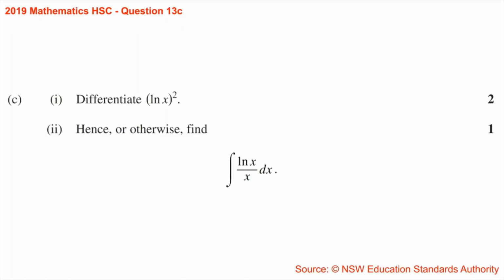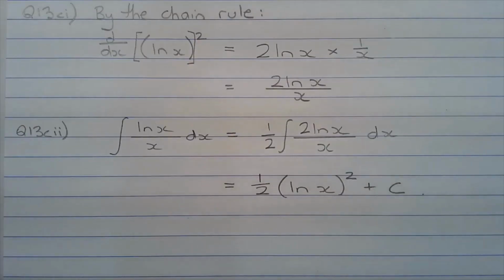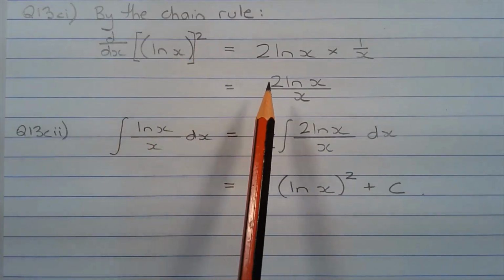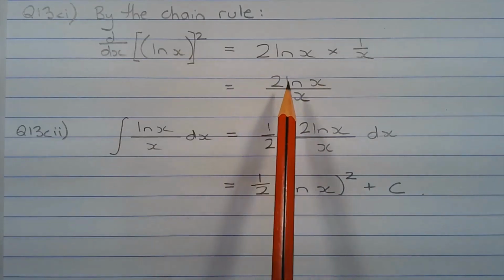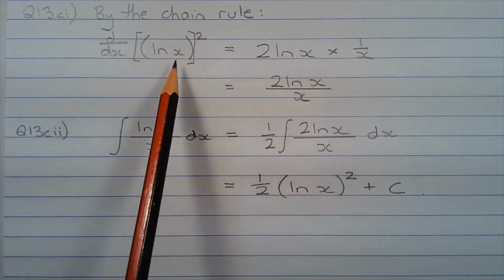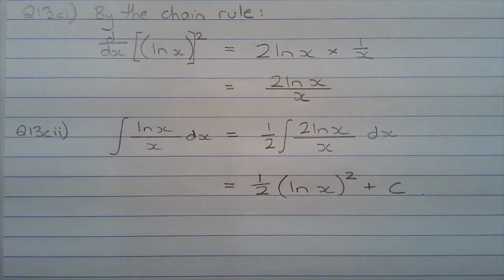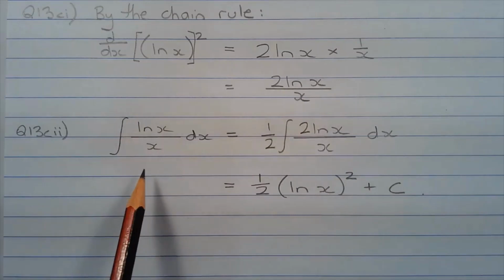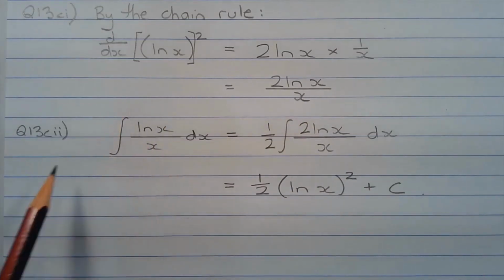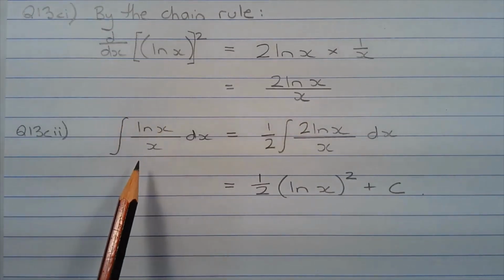Part 2. Hence, or otherwise, find the indefinite integral of ln x over x dx. From part 1, the derivative of ln x all squared is equal to 2 ln x over x. Hence, the antiderivative or the integral of 2 ln x over x is equal to ln x all squared plus the constant of integration c. Now, 2 ln x over x is double the integrand presented in part 2.